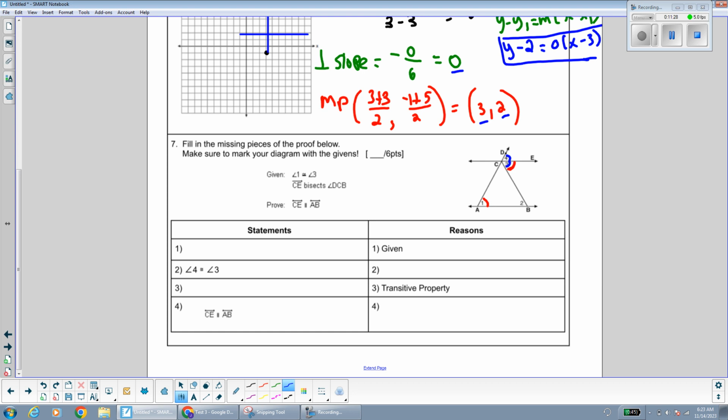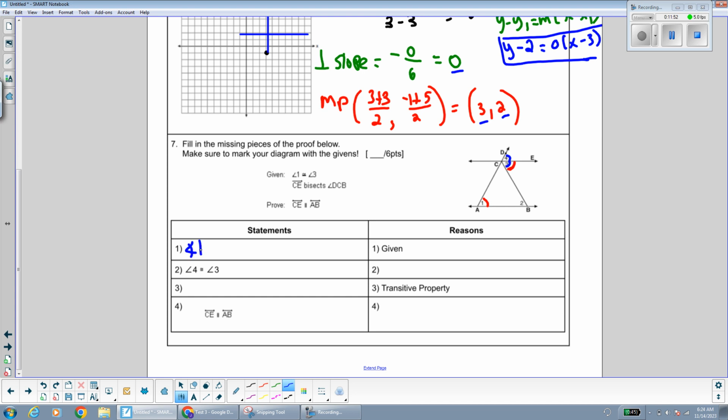Our ultimate goal is to prove CE and AB are parallel to each other. And when we prove parallel, an angle relationship has to be used to prove that. Usually, it's either alternate interior angles being congruent or corresponding angles being congruent. So we're going to see which one we have the information for here. So let me put my givens.